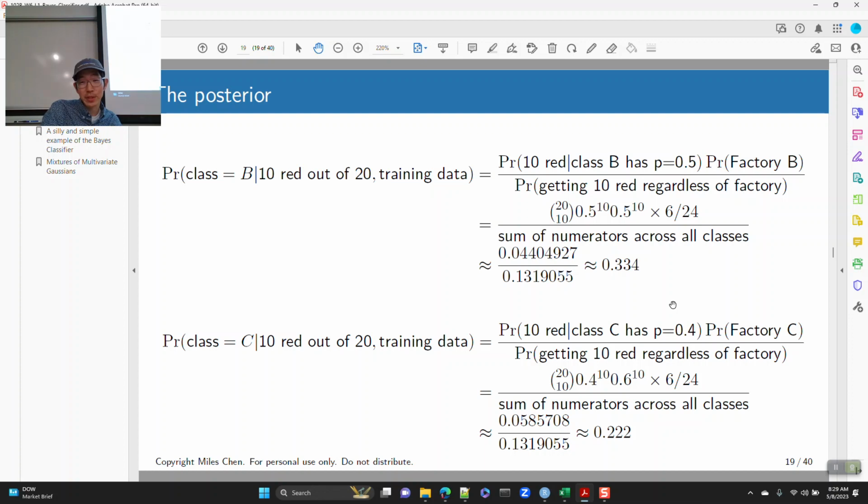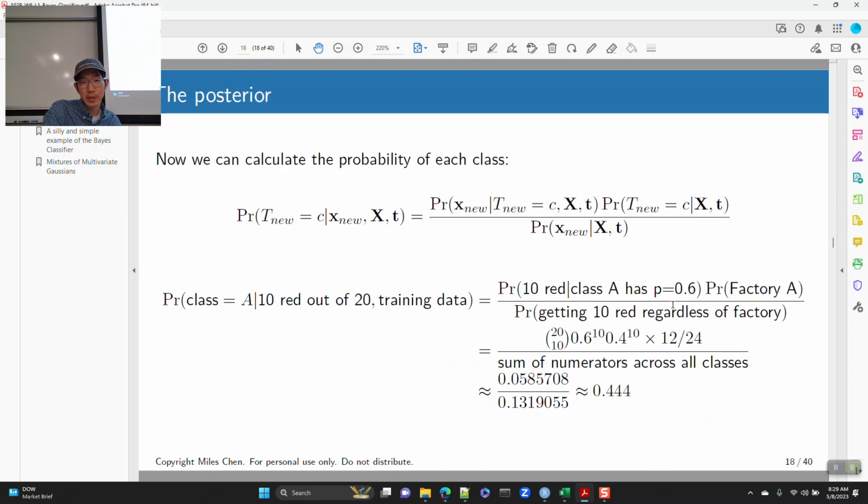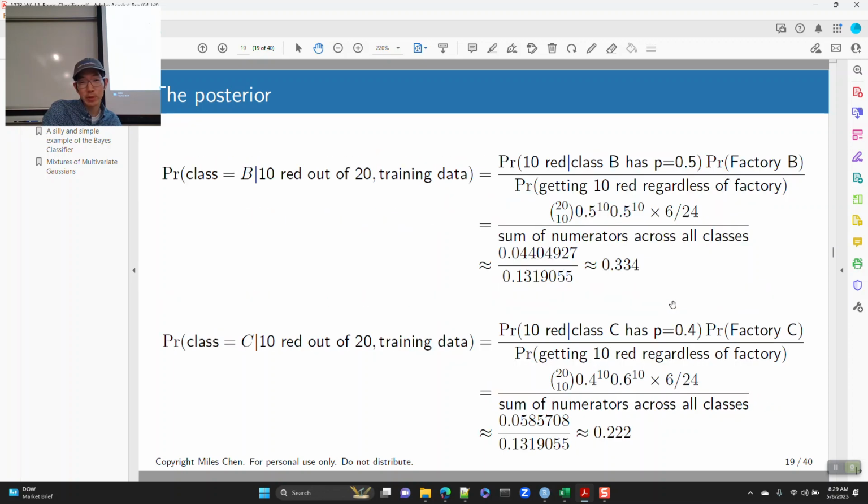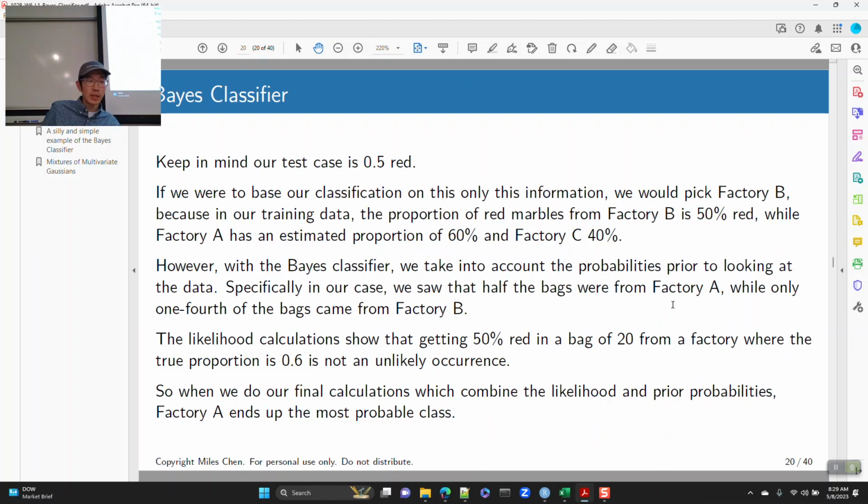Those are our ending probabilities. The probability that it came from class A is 0.444. The probability it came from class B is around 0.33. And the probability it came from class C is 0.222.